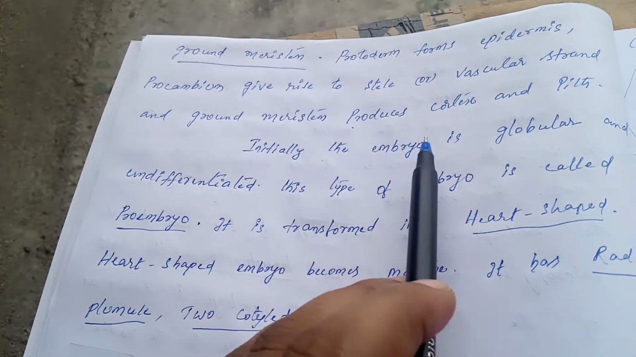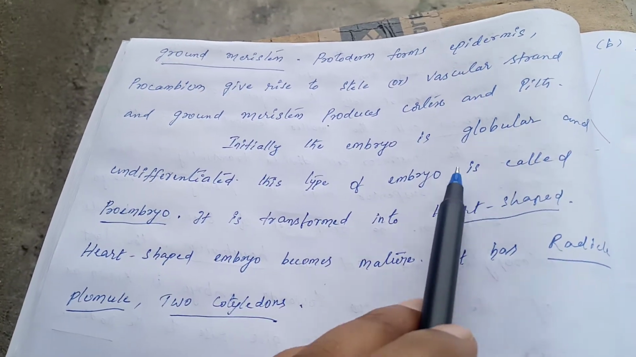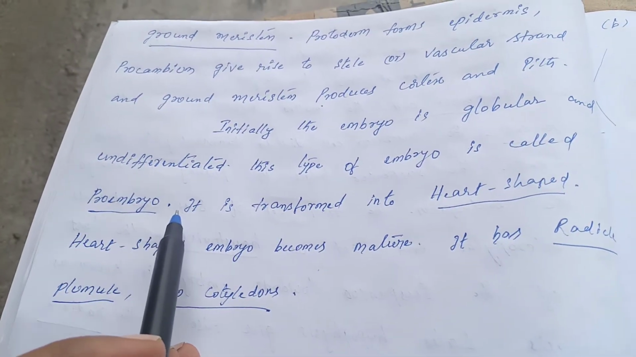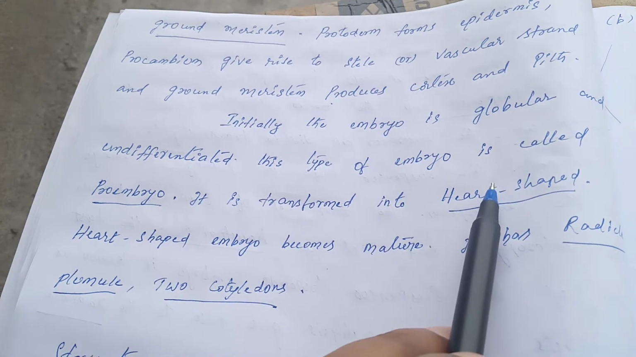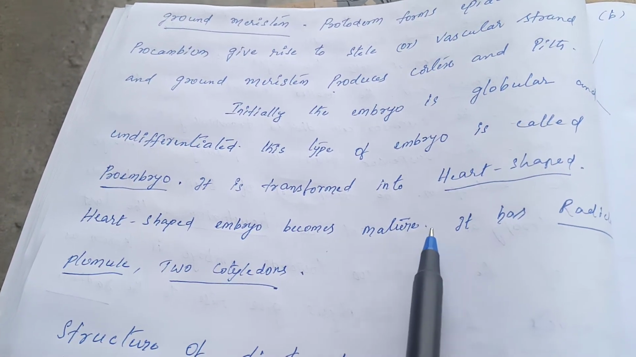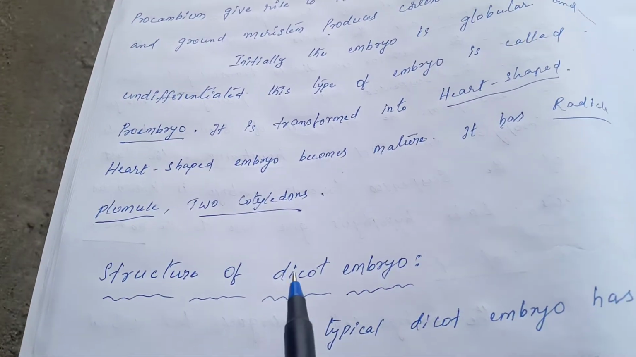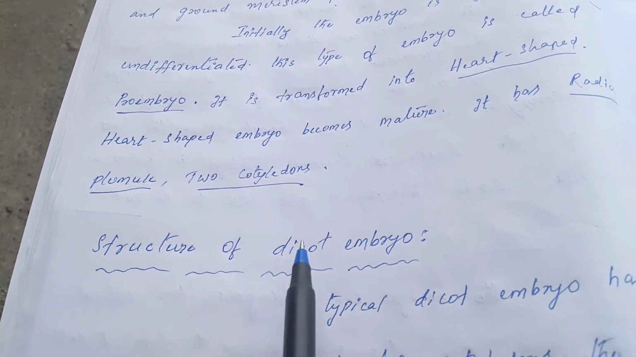Initially, the embryo is globular and undifferentiated, and this type of embryo is called proembryo. Then proembryo is transformed into odd-shaped embryo. Odd-shaped embryo becomes matured, and the matured embryo has radicle, plumule and two cotyledons. And this is the structure of dicot embryo.